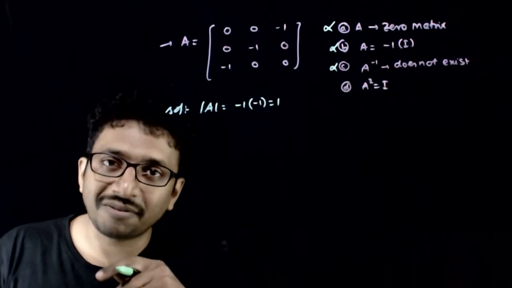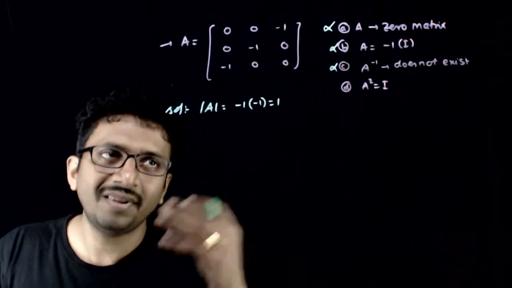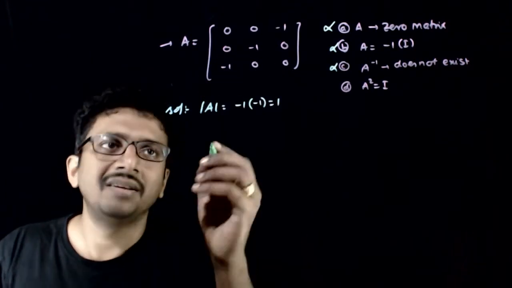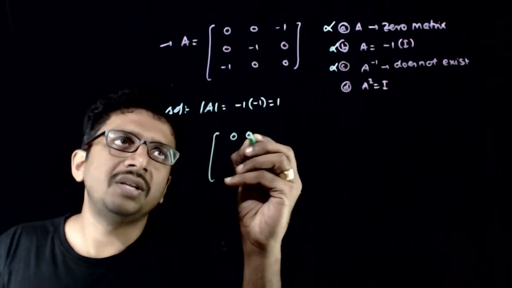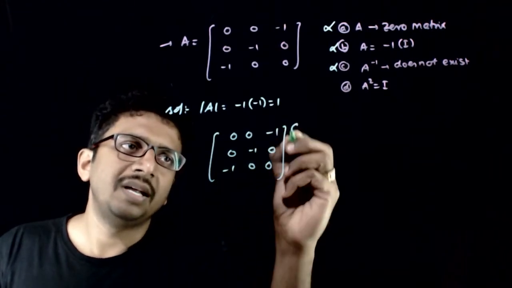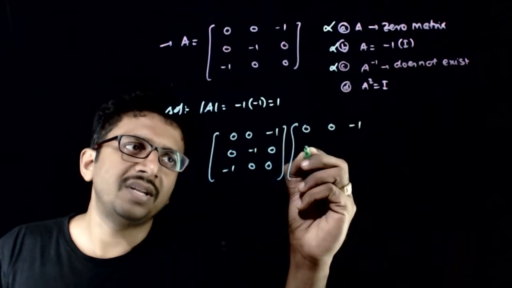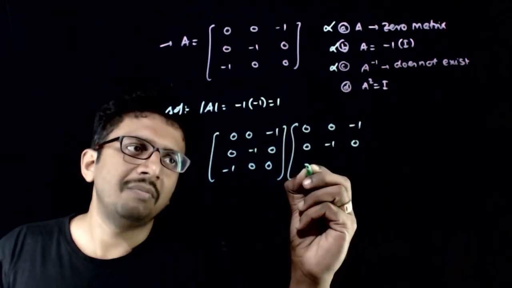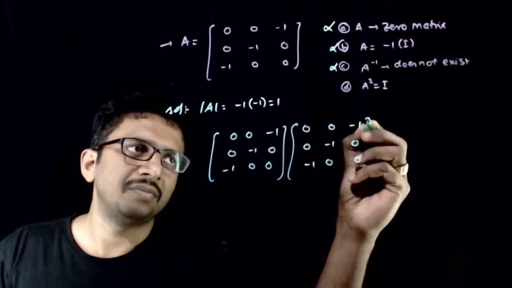So you have only one option left, A square is equal to I. You just need to check whether A square is equal to I. So, 0 0 -1, 0 -1 0, -1 0 0 times 0 0 -1, 0 -1 0, -1 0 0.